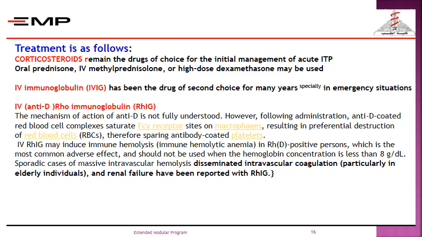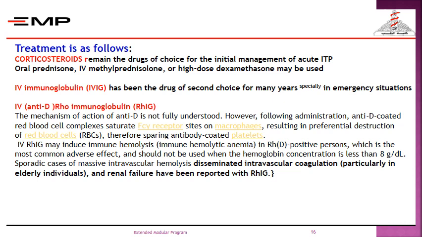Intravenous anti-D immunoglobulin. The mechanism of action of anti-D is not fully understood. However, following administration, anti-D coated red cell complexes saturate the Fc-gamma receptor sites on the macrophages, resulting in preferential destruction of red blood cells rather than the platelets, therefore sparing antibody-coated platelets.